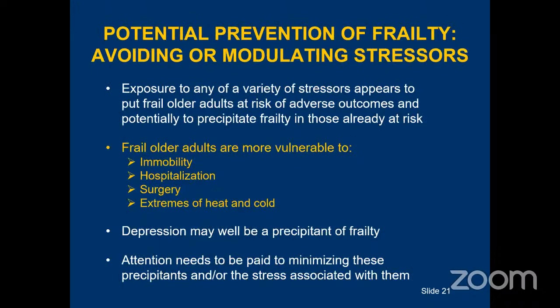Okay, so now we're going to discuss the prevention. So we want to diagnose it. We knew the characteristics that we're going to use to diagnose frailty. We now want to prevent it. So first of all, we're going to avoid or modulate the stressors. So as we said, people who have frailty or are going to have frailty mainly are going to have a vulnerability to stressors. So frail older adults are more vulnerable to immobility, hospitalization, surgery, extremes of heat and cold. Immobility is likely a trigger causing frailty to develop or worsen, as well as exacerbating the onset of adverse outcomes such as dependency. So that's why we want to avoid the stresses as much as we can.